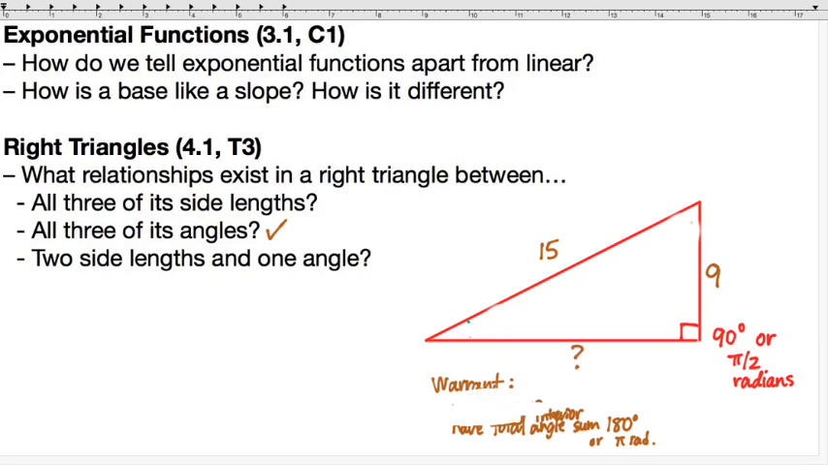Pythagorean Theorem. That's the warrant for this that relates the three side lengths of a right triangle together. And what is the Pythagorean Theorem? What does it say?